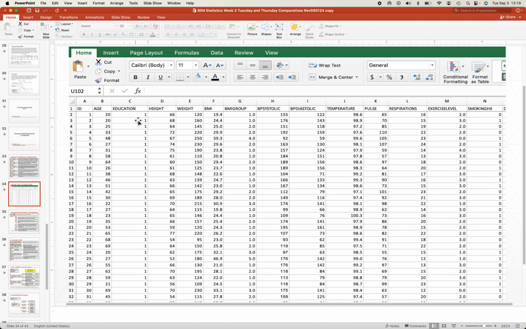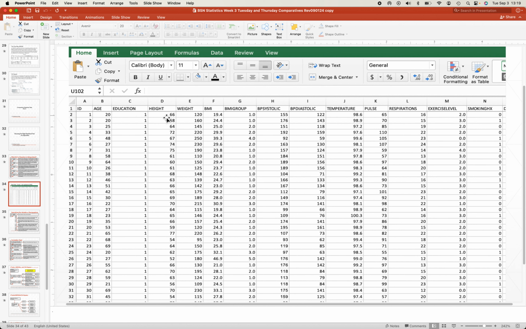Their education level is 1. On another sheet, it would explain what the 1 is. But this is ordinal data. Like the 1 might be that they're an LPN. Maybe 2 is they're an ADRN, 3 a BSN RN. And that's what we would be looking at with this.